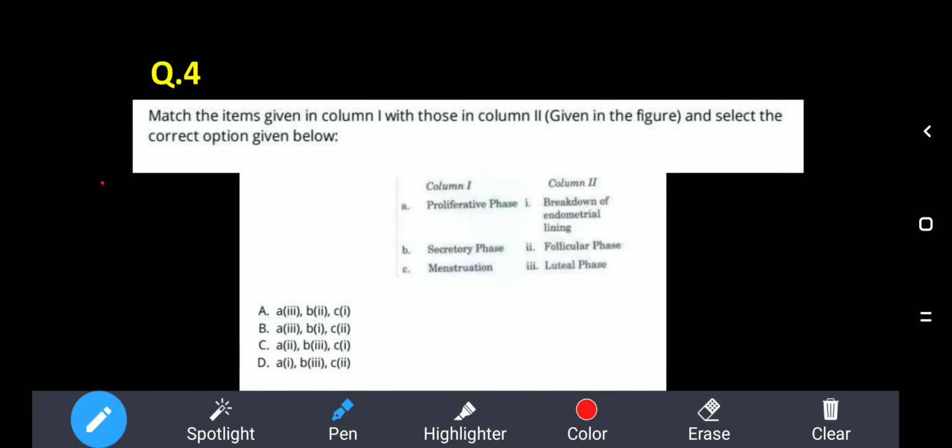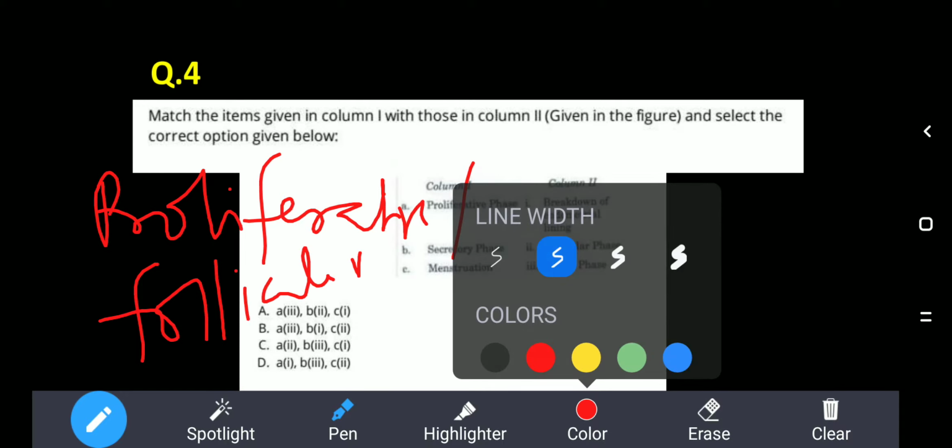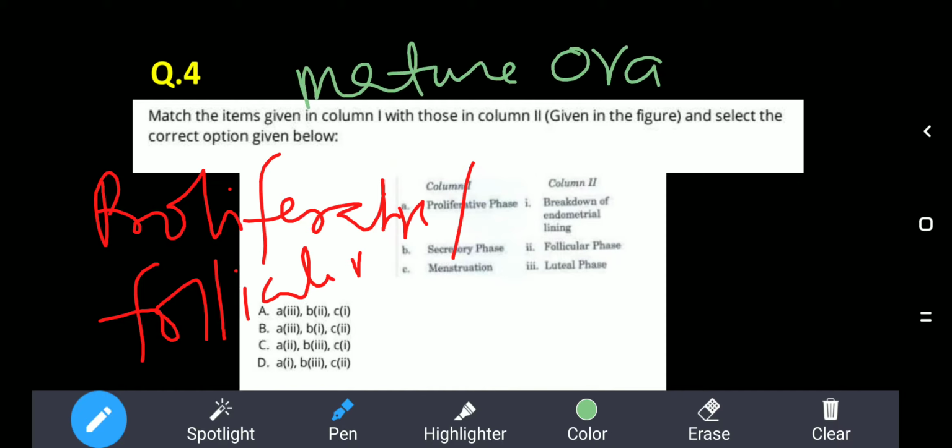Then we have the proliferative phase. Proliferative phase, we need to see, is also called the follicular phase. Now it is an amazing correlation. Whenever there is a mature ovarian follicle, the follicle is released during ovulation.